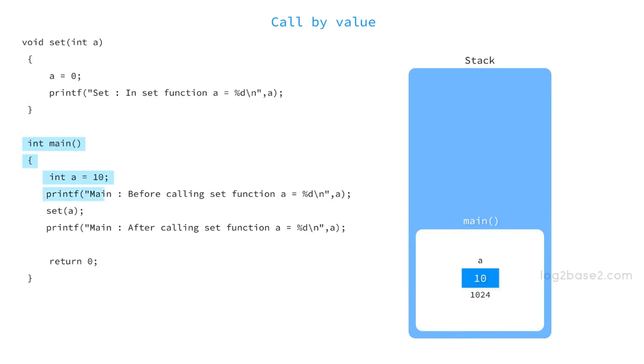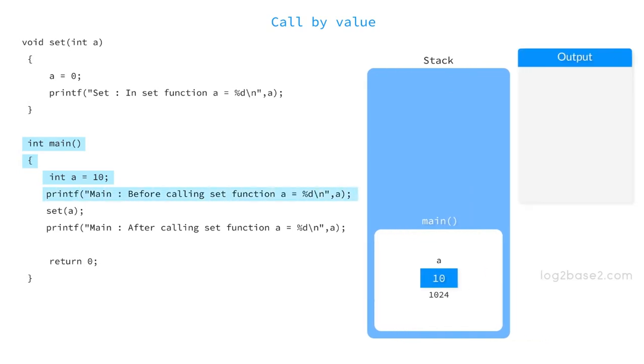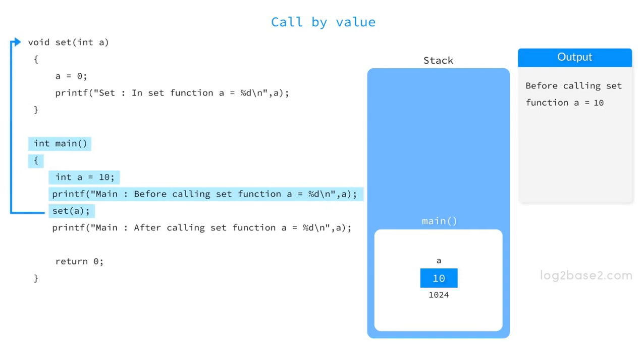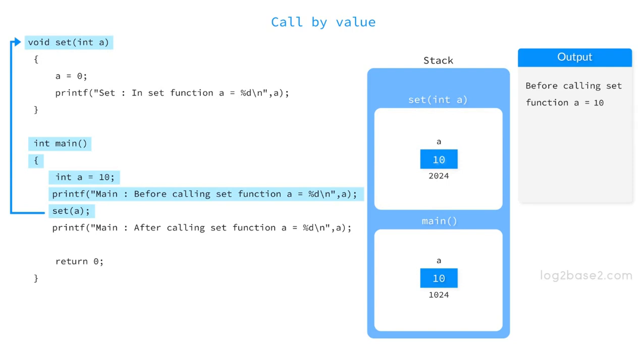Next we have a print statement which prints "before calling function a equal to" and prints the value of a, which is 10. Next we are calling function set by passing a. So control goes to the function definition and there we have the parameter int a. So another local integer variable a is created and the value we passed, which is 10, will be stored in it. Suppose it is created at address 2024.